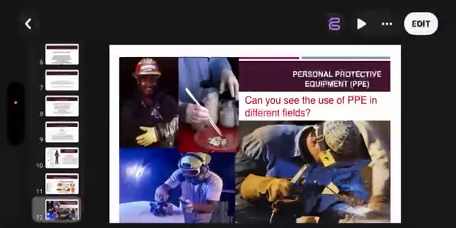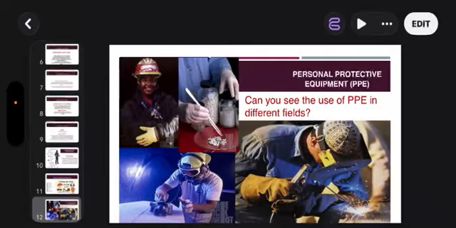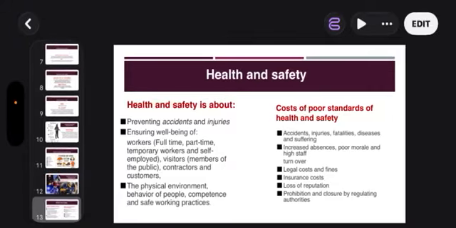You can see some images here of workers performing various work and protecting themselves. Welders must put on their face shield to protect them from the radiation and the lightning of the welding material. Chemists must wear hand gloves to protect them from chemical irritations.